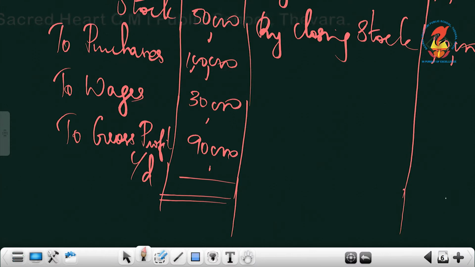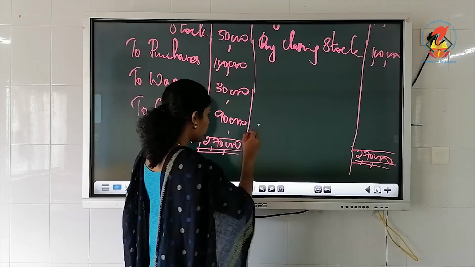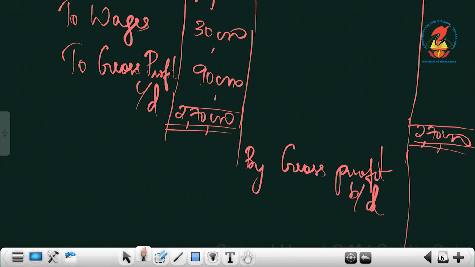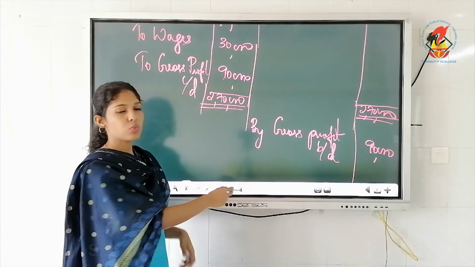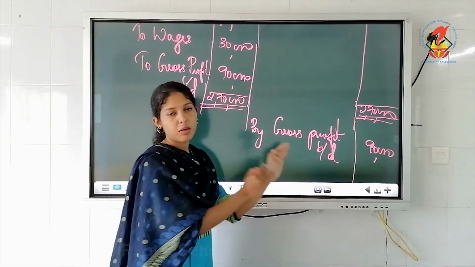Don't close the account now. Totals must come on the same line as usual. Then don't close the account because we need to move on to P&L. It's just a continuation of the trading account. So you don't have to draw a line and close the account. With this format itself, you can start the P&L account, write it as by gross profit brought down. You can take this 90,000 to the opposite side. So from here onwards, we are starting the P&L. So all indirect expenses go on the debit side, indirect incomes on the credit side.